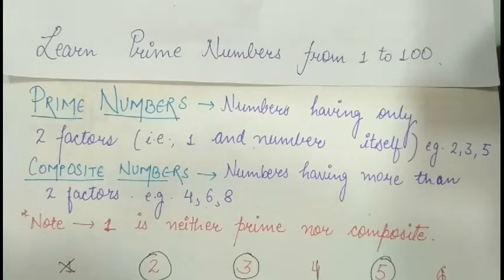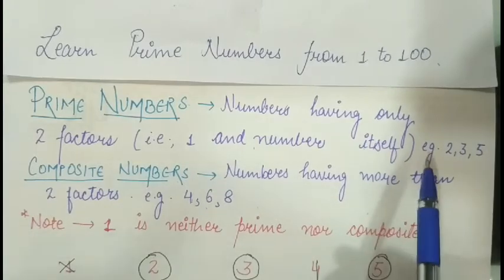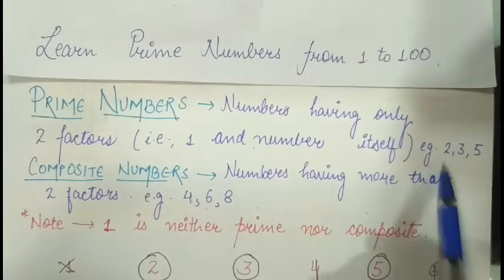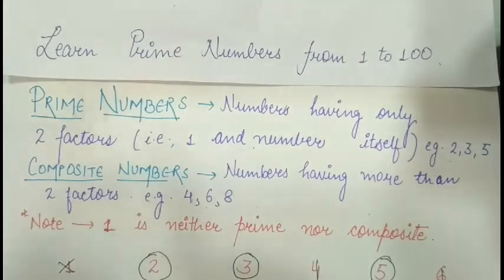Important point to note here is 1 is neither prime nor composite, and another important point is 2 is the only even prime number. Other prime numbers you will observe are odd. So let's start how we are going to remember prime numbers from 1 to 100.